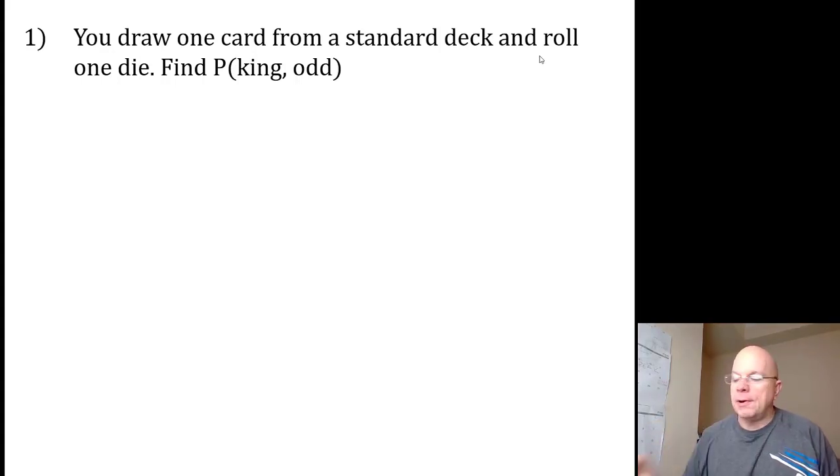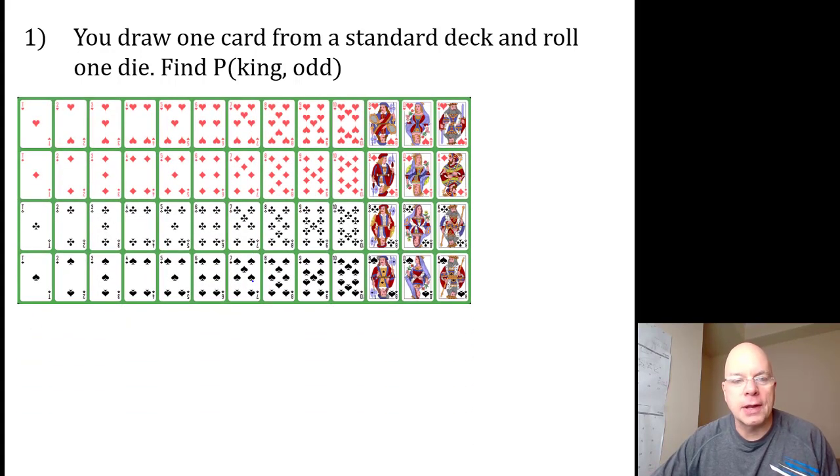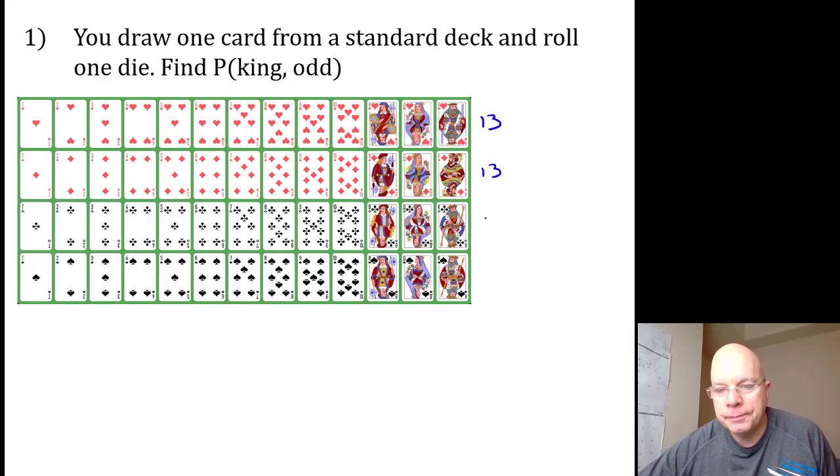Okay, so it's common on probability problems where you'll be calculating probabilities dealing with decks of cards, and not everyone necessarily knows what's in a standard deck of cards. There are 4 suits: hearts, diamonds, clubs, and spades. There are 13 cards in each suit for a total of 52 cards.